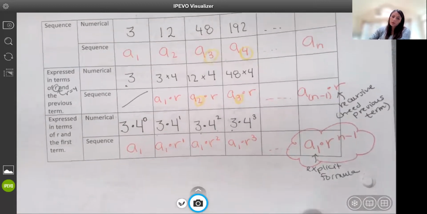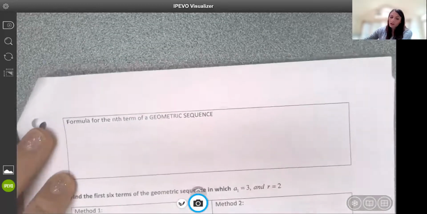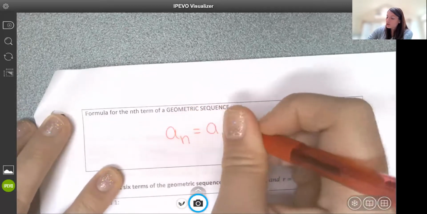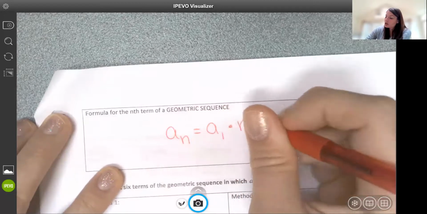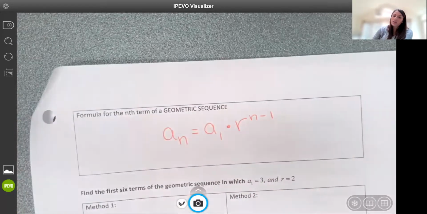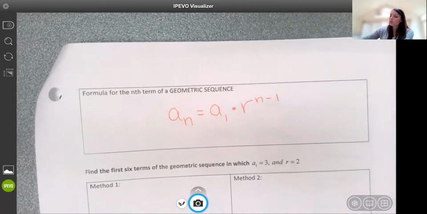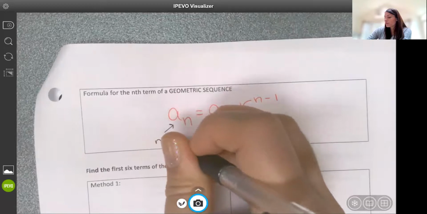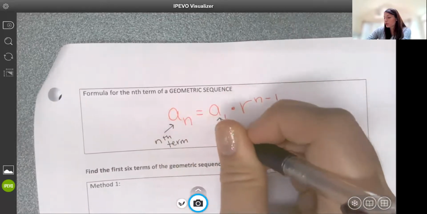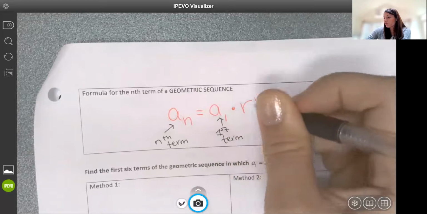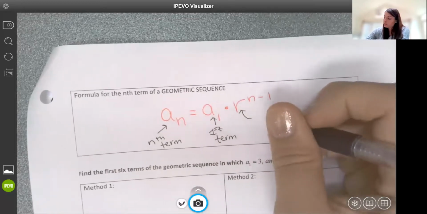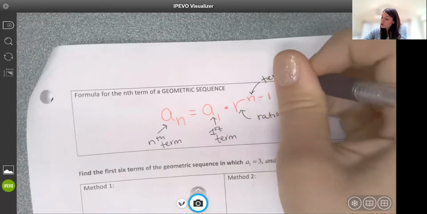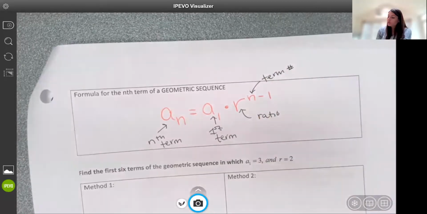So when you're ready, flip this page. And let's rewrite our explicit formula. To find the nth term, we take our first term times our ratio to the n minus 1 power. There's our explicit formula for geometric sequences, where a sub n is the nth term, a sub 1 is the first term, r is our ratio, and n is whatever term number we want to find.